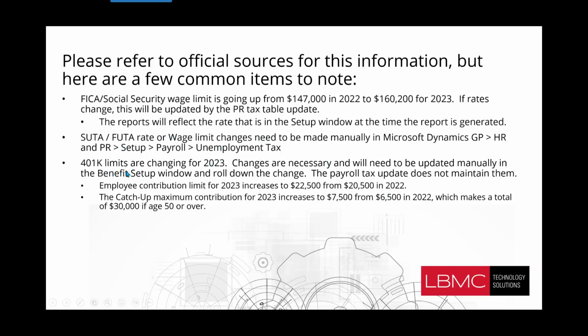The 401k limits are changing for 2023, which is good news for us people that want to try to save. Changes are necessary and will need to be updated manually in the benefit setup window and rolled down. The payroll tax update does not maintain them. The employee contribution limit for 2023 increases to $22,500 from $20,500 in 2022. The catch-up maximum contribution for 2023 increases to $7,500 from $6,500 in 2022, which makes a total of $30,000 if you're over the age of 50.